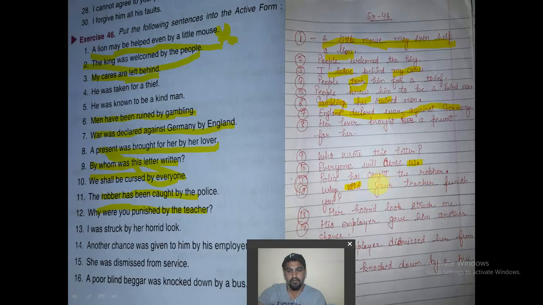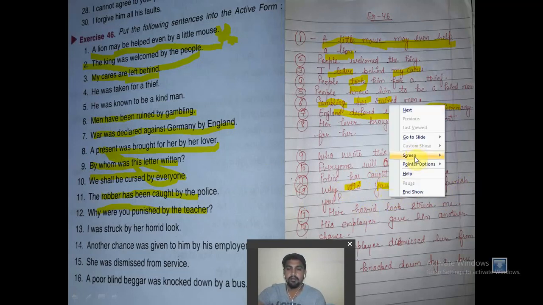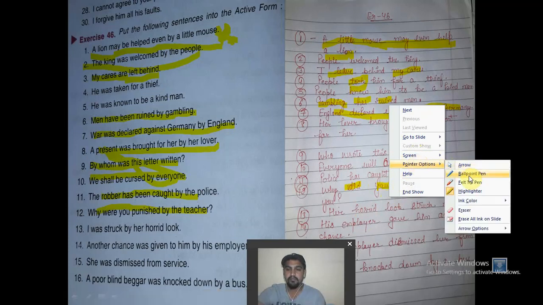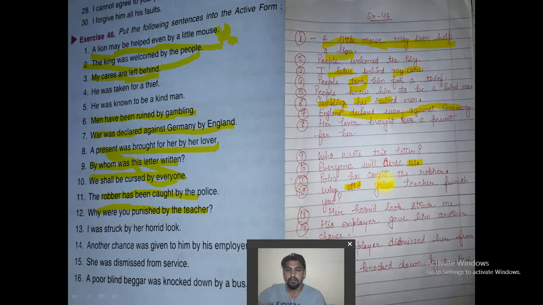Here instead of your, you can also use the. Why did the teacher punish you? Simply you can write that. So you can understand, the is to be used here. There is a correction to be done. I don't have a proper pointer, so that is why I have done it like that. The you have to write after did.